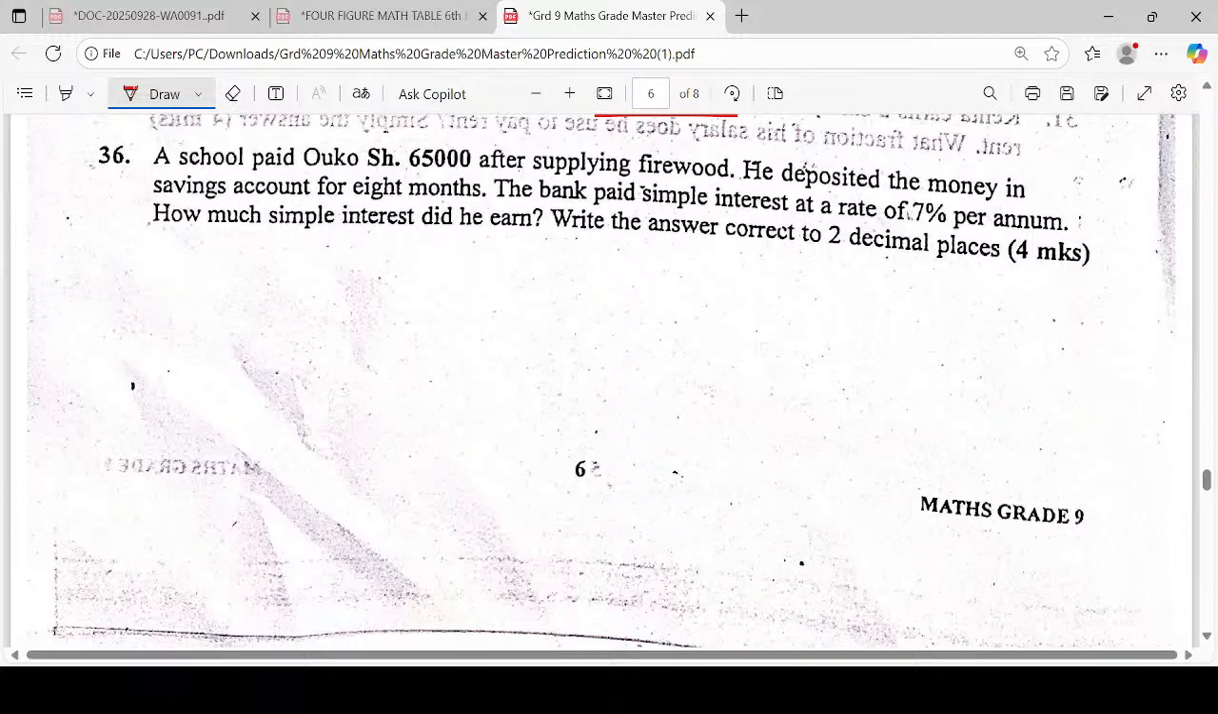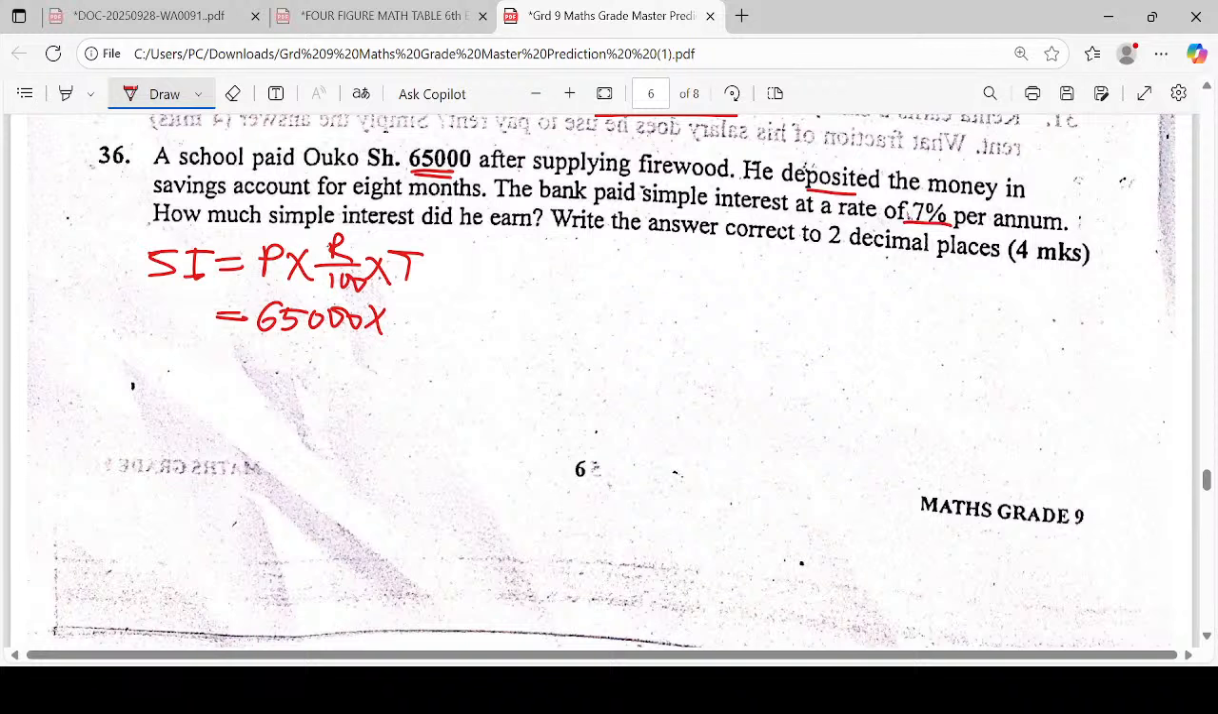So, how do you compute simple interest, learners? Simple interest is given by principal times rate over 100 times the time t. This person was paid this amount and decided to deposit it. The money deposited to a bank or borrowed from a bank is called the principal. So this is going to be 65,000 times the rate. What is the rate? 7% per annum. So that is 7 over 100 times the time.